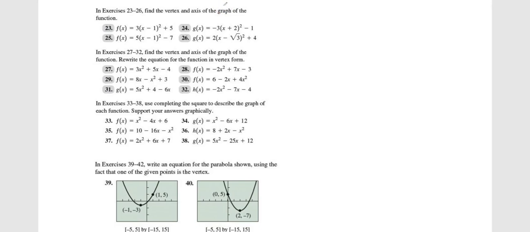Okay, so 27 through 31 is asking you to complete the square. And they're probably going to get ugly, so I'm going to do 31 with you.